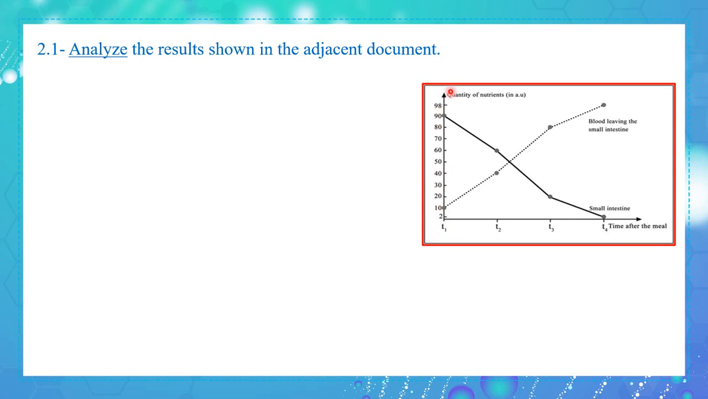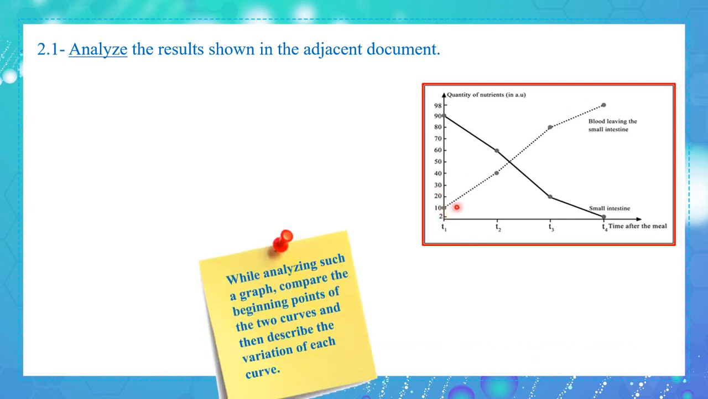So the quantity of nutrients in the small intestine at time T1 was 90, greater than 10, or 10 less than 90. I have to compare the beginning point of both, and then I continue with the variation of each one. How is it varying? Is it increasing? Is it decreasing with respect to time?